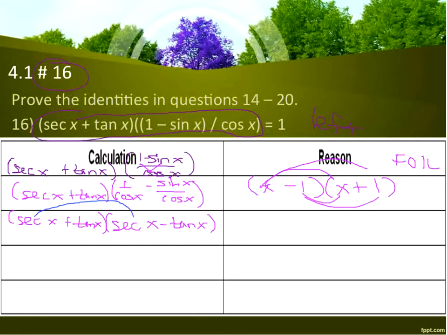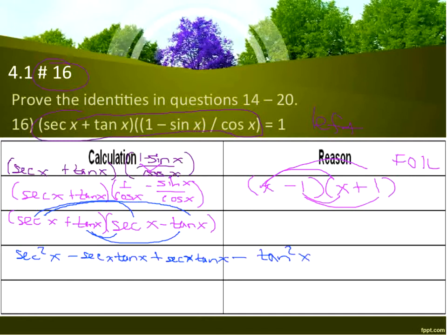So I'm going to get secant times secant, which is going to give me secant squared x. I have a secant minus a tangent, so a positive times a negative will give me negative secant x tangent x. In the middle here, I have a positive times a positive, so that's going to give me a positive, and I'm still going to write secant first, so secant x tangent x. And then lastly, tangent times tangent, so a positive times a negative will be a negative, and tangent times tangent will be tangent squared x.